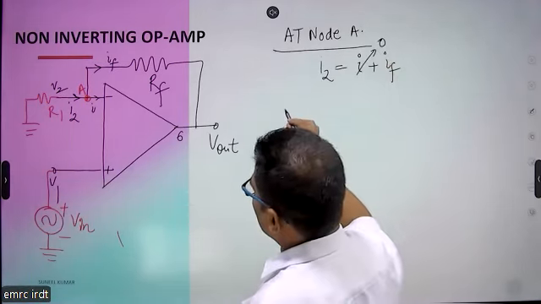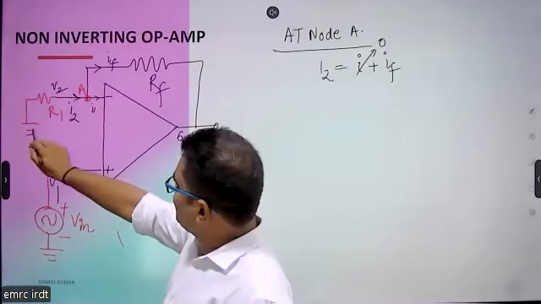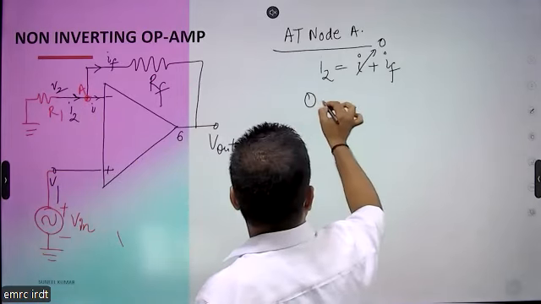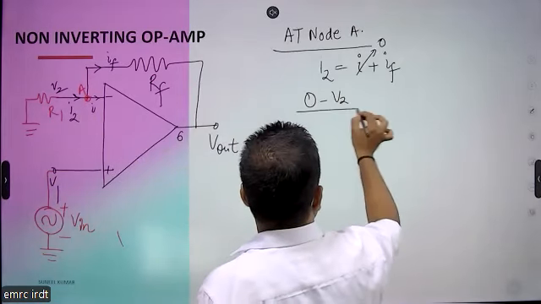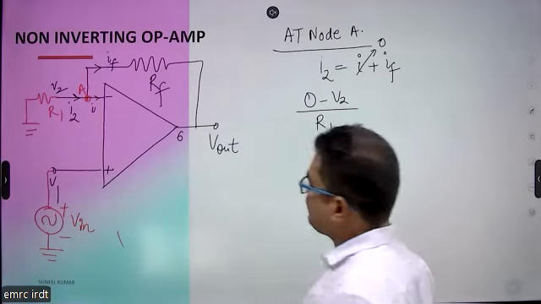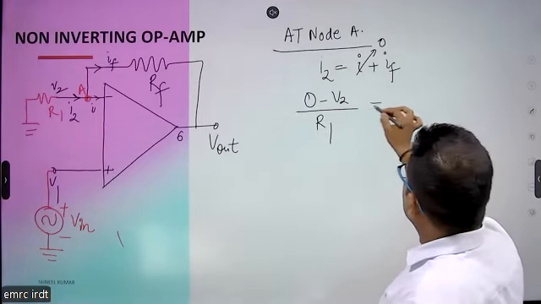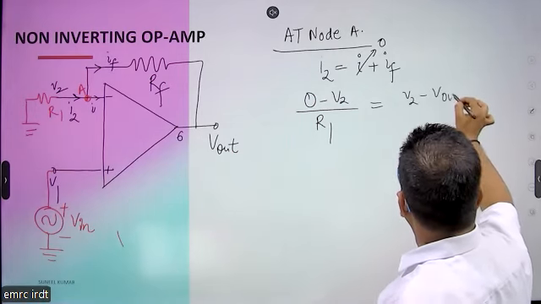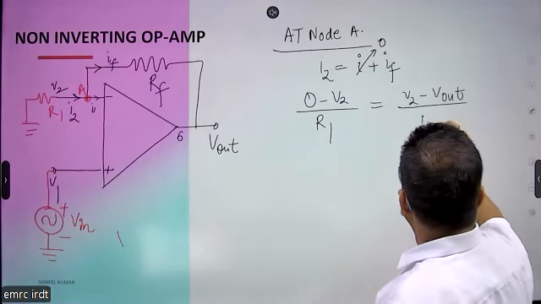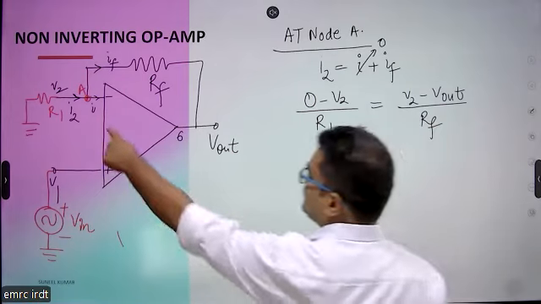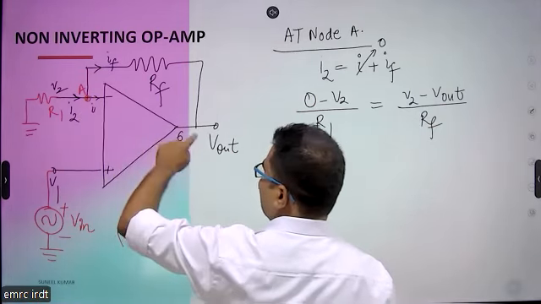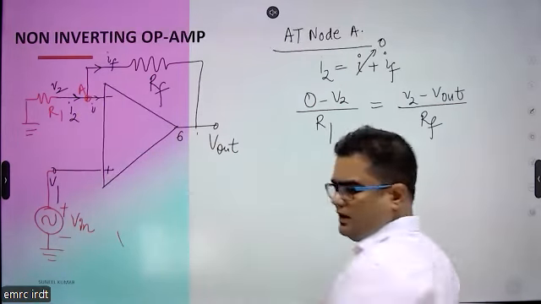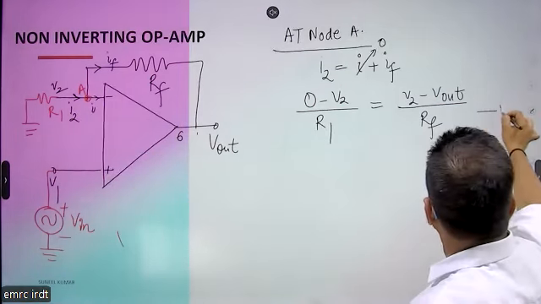How can we write I2? I2 is simply 0 minus this voltage V2. So we can write (0 minus V2) divided by R1 is equal to IF. IF is (V2 minus V output) divided by RF. IF is flowing between this A point and output. So A point voltage is V2, so (V2 minus V output) divided by RF. So this is equation number 1.